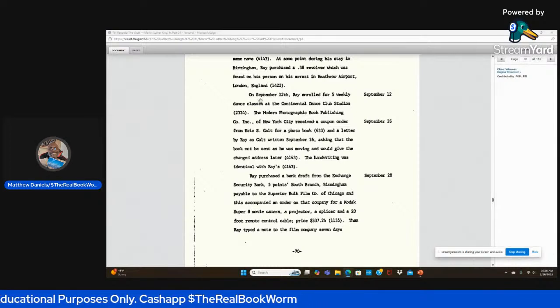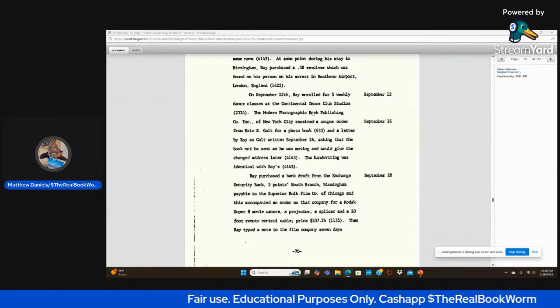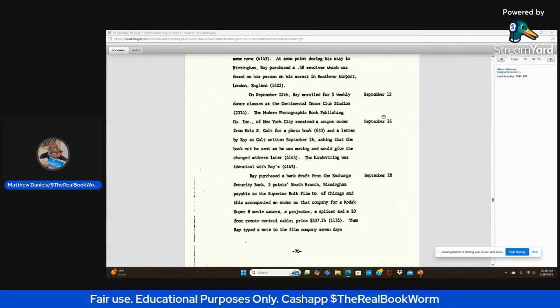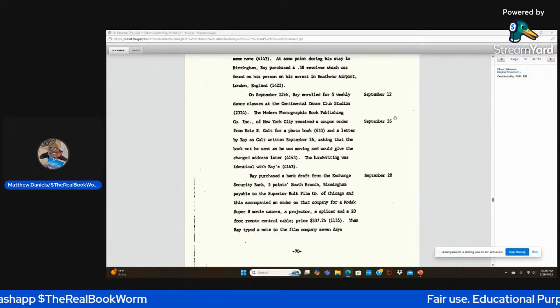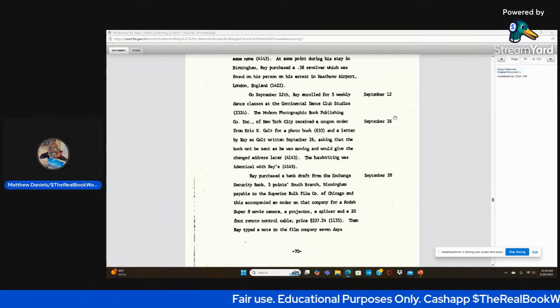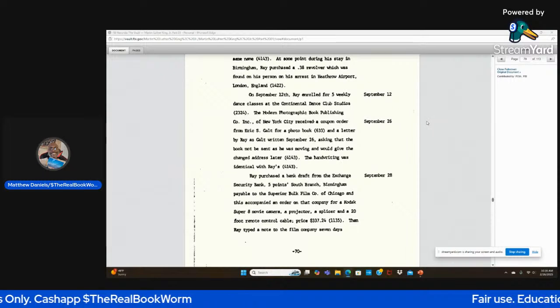On September 12th, Ray enrolled for 5 weekly dance classes at the Continental Dance Club Studios. So the guy was taking dance classes, this escaped convict with pistols, working with Raul. How is he paying for this? He said Raul was giving him money. Come on, y'all. We can't be this foolish, man. This dude was getting a check from the FBI, man.